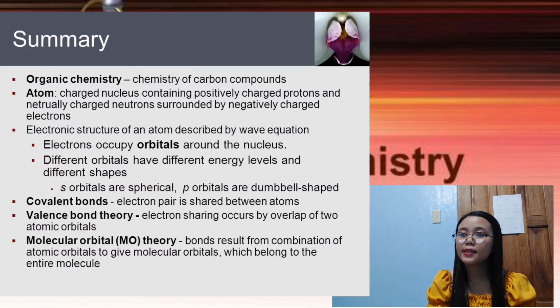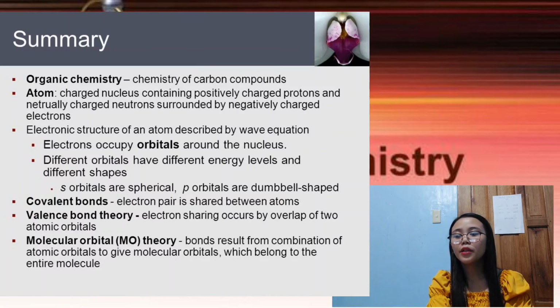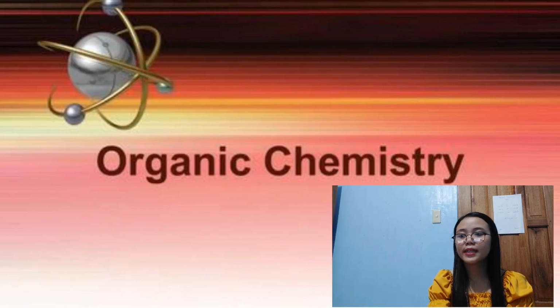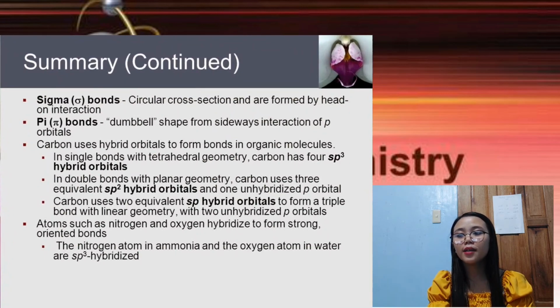Covalent bonds: an electron pair is shared between atoms. In valence bond theory, electron sharing occurs by overlap of two atomic orbitals. In molecular orbital, or MO, theory, bonds result from combination of atomic orbitals to give molecular orbitals which belong to the entire molecule. Sigma bonds have a circular cross-section and are formed by head-on interaction. Pi bonds have a dumbbell shape from sideways interactions of p orbitals.